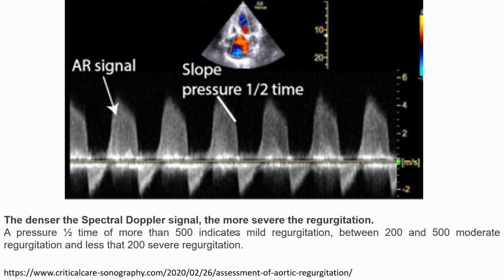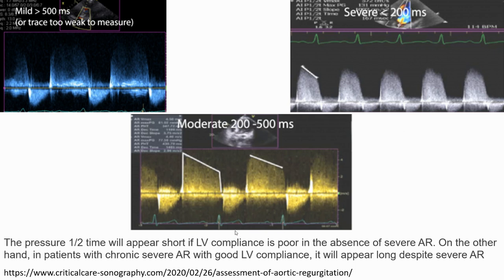This image shows that a pressure half time of more than 500 indicates mild regurgitation, between 200 and 500 moderate, and less than 200 is severe regurgitation. On the left top, the pressure half time is more than 500, so it is mild. In the middle low, the pressure half time is around 200 to 500, so it is moderate, and severe is the image in the right upper. The pressure half time is less than 200, so that is the severe case.